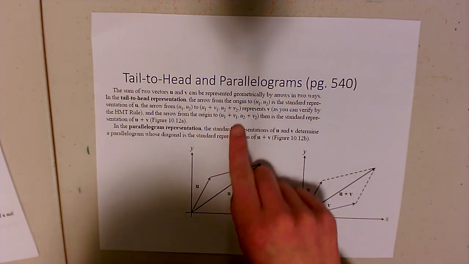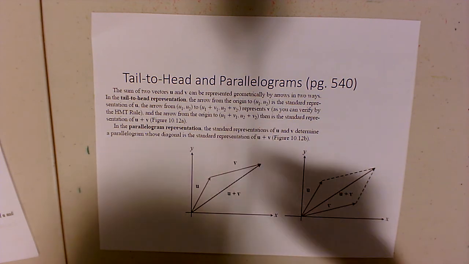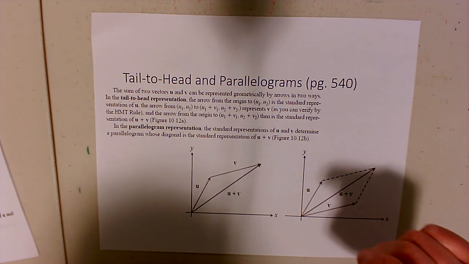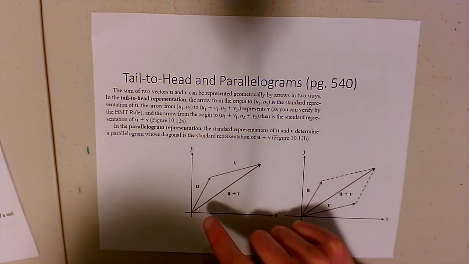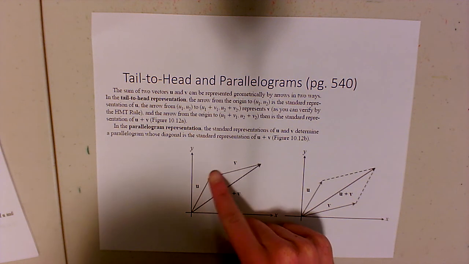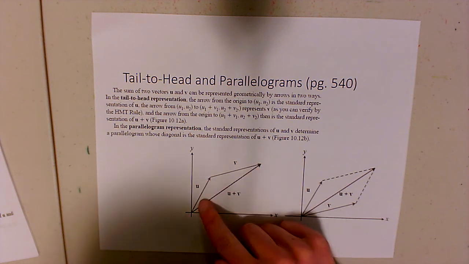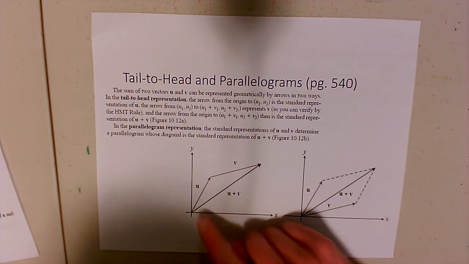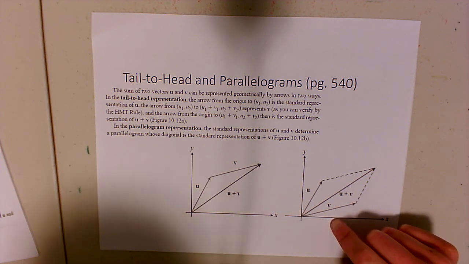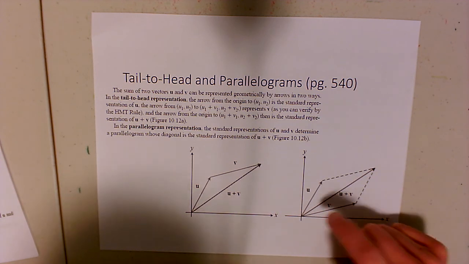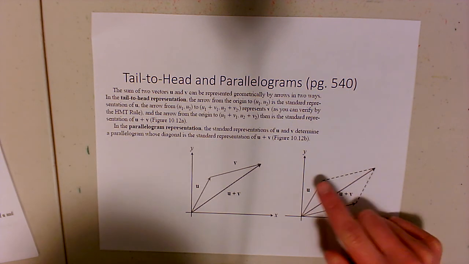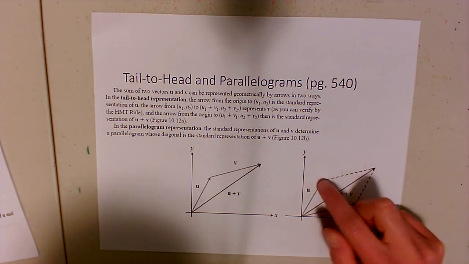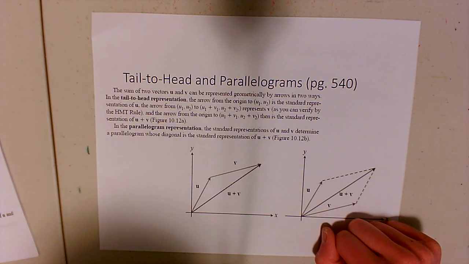So we've got a few things written up here about this. The sum of two vectors can be represented geometrically by arrows in two ways. You can represent them with this triangle, and then the base connects the two legs of the triangle. Or you can have the parallelogram representation, where you've got your standard vector u and your standard vector v, and then you draw the parallels on each one and connect the dots, and that makes your parallelogram.